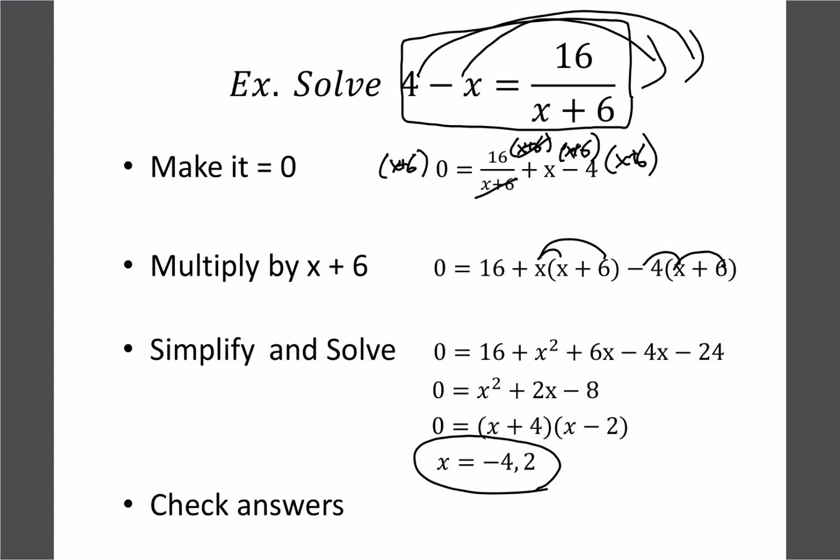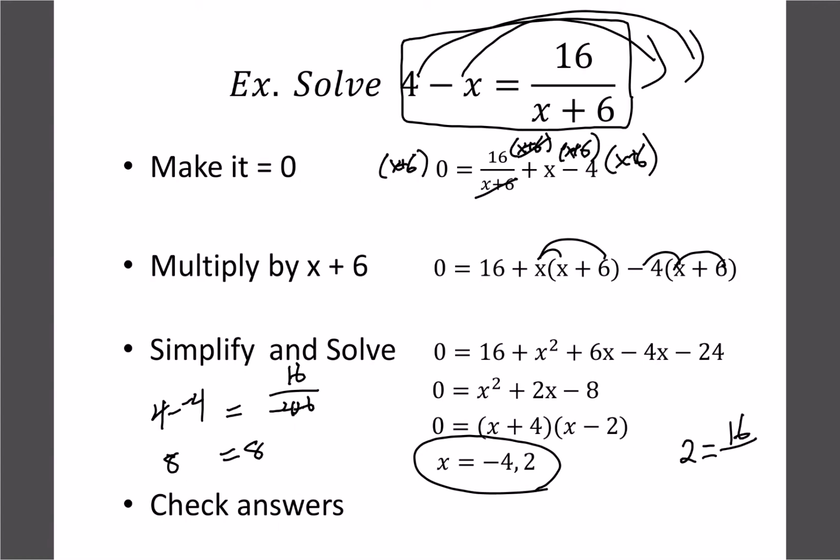So if we actually do that, let's plug the negative 4 in first. You'd have 4 minus negative 4 on the one side, which would give you 8. And on the other side, we'd have 16 over negative 4 plus 6. So that's 16 over 2, which is also 8. So the negative 4 is good. If we try it with the 2, we'd have 4 minus 2, which is 2.